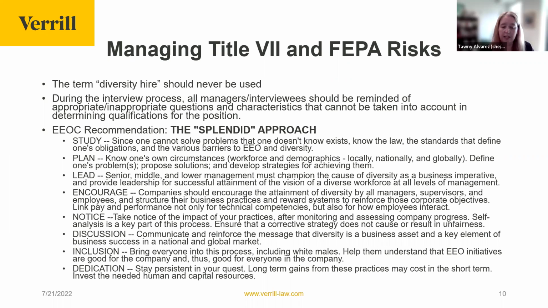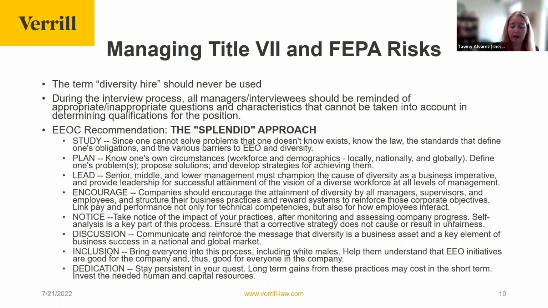The study means that we need to understand why this problem exists. We need to identify that it exists. We need to know the laws regarding the problem, Title VII, the Maine Human Rights Act, what our obligations are regarding hiring, recruiting, all of those aspects regarding diversity, and then various barriers to the EEOC and diversity, which we talked about a few slides ago.